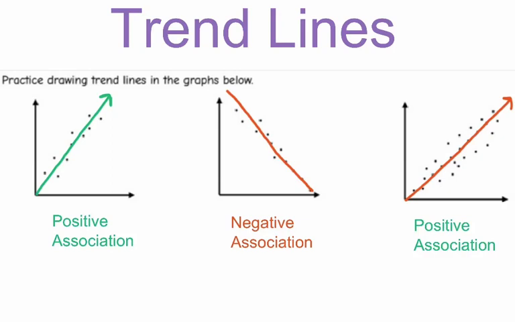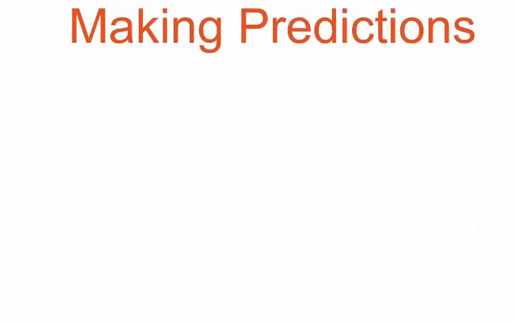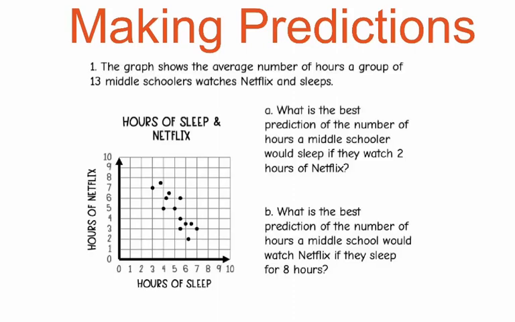And let's see why that's necessary, okay? So let's put some trend lines here. Let's make some predictions, right? The first question says the graph shows the average number of hours a group of 13 middle schoolers watches Netflix and sleeps. Let's trend line this real quick.